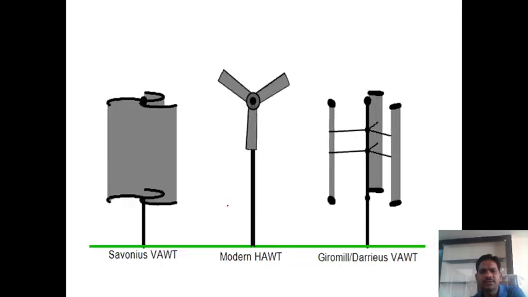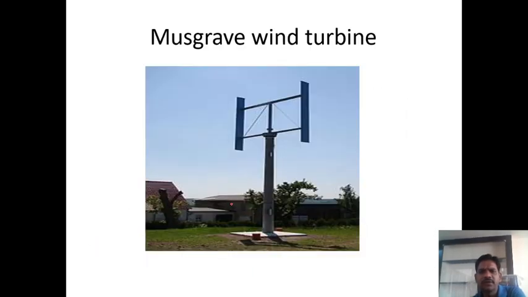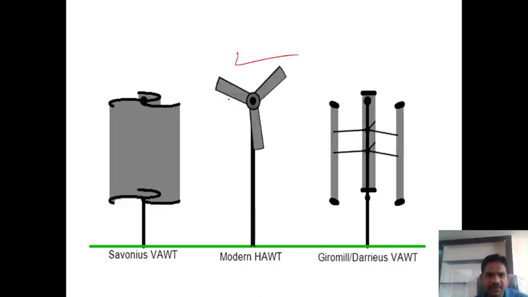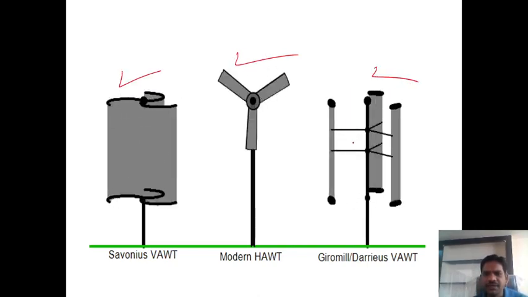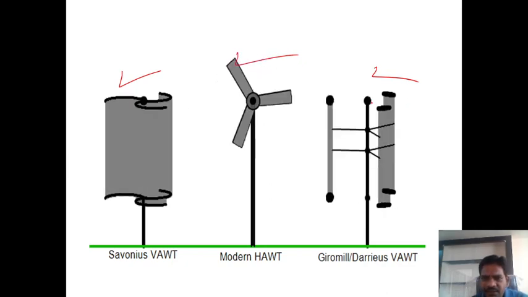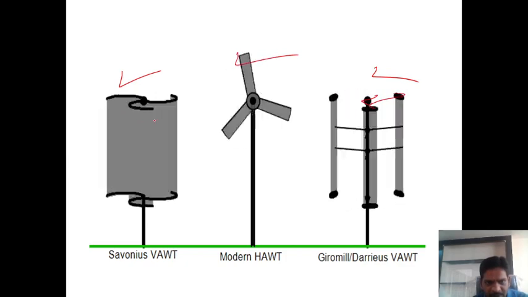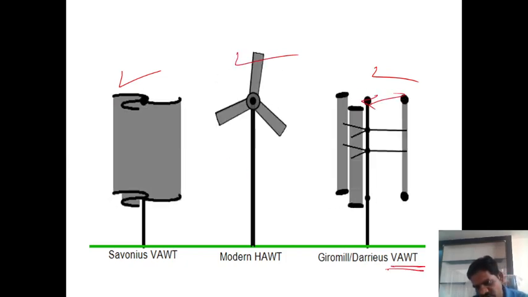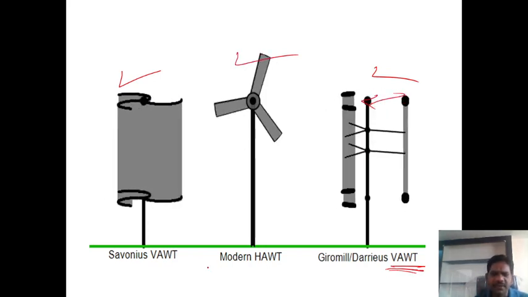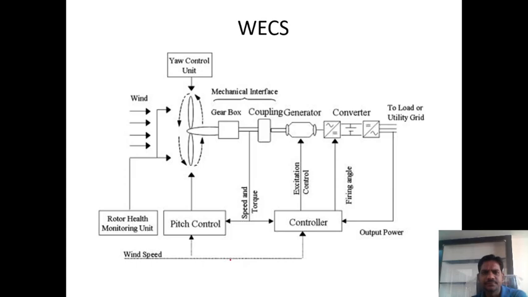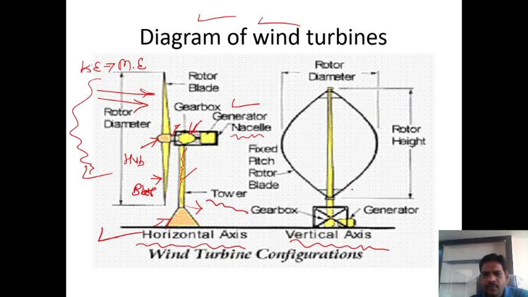Now, guys, we have to discuss the vertical axis wind turbine. This is the diagram of the horizontal axis wind turbine, and these are the diagrams of the vertical axis wind turbine. Vertical means the shaft is vertical in nature. Here the shaft of the wind turbine is vertical, that's why it is called a vertical axis wind turbine. So how does it work? You see here, guys. So look here.